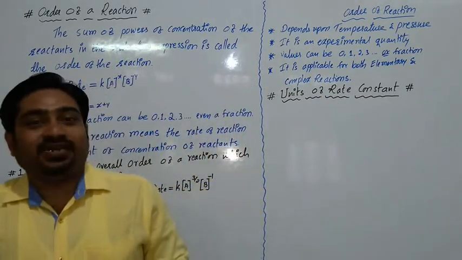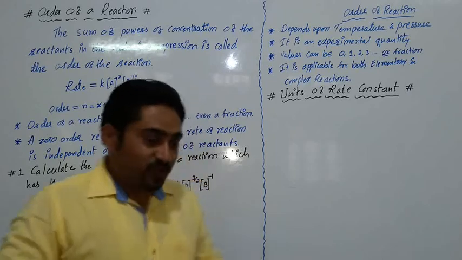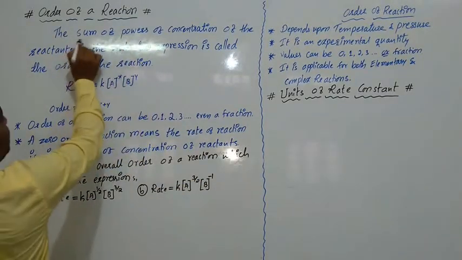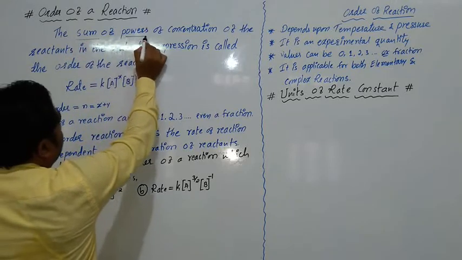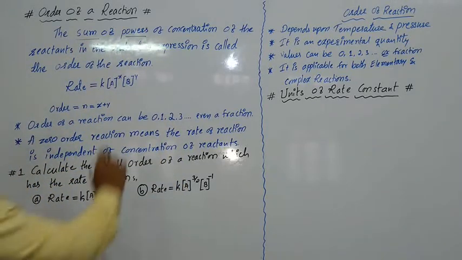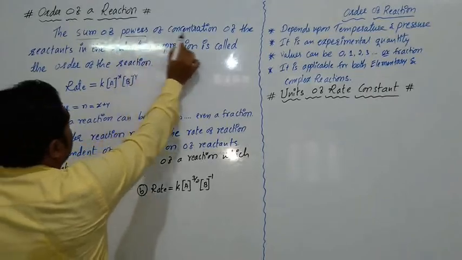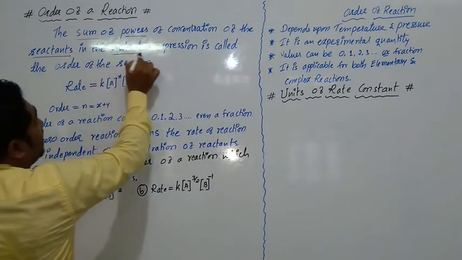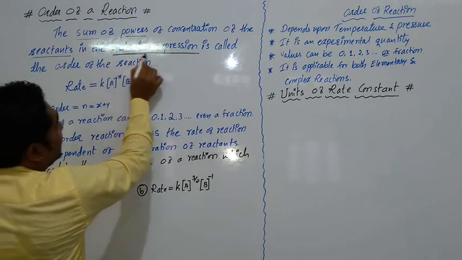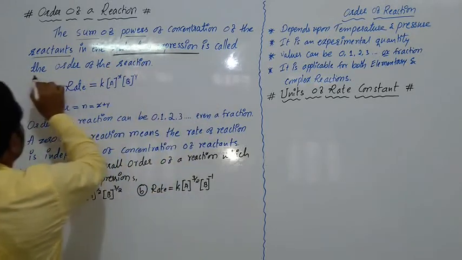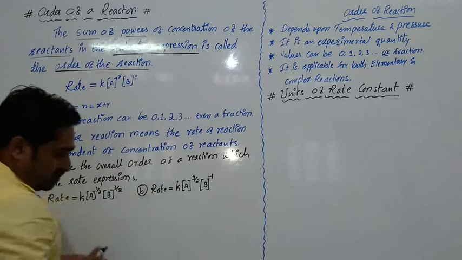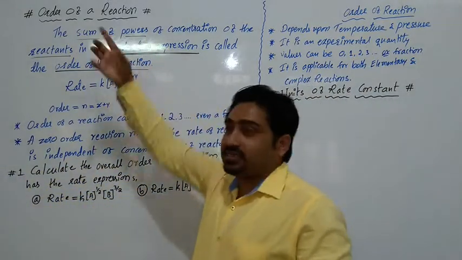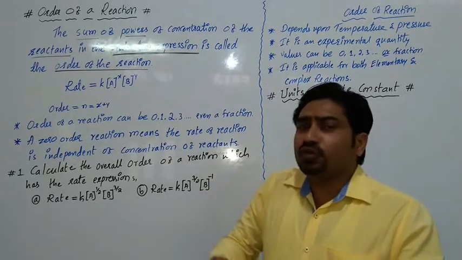First, let us understand what is the order of reaction. Okay, so here the order of reaction is the sum of powers of the concentration of the reactants in the rate law expression. This rate law expression is called the order of reaction. Simply, order of reaction is the sum of the powers. Sum means what? Adding.